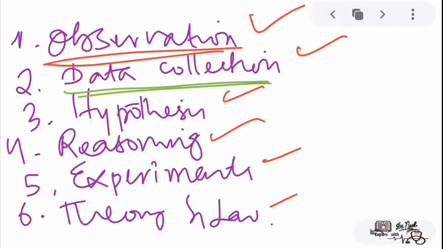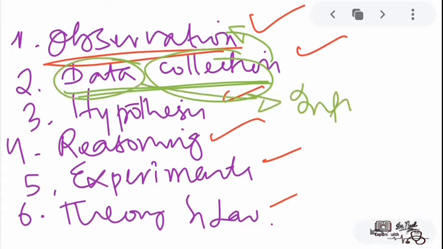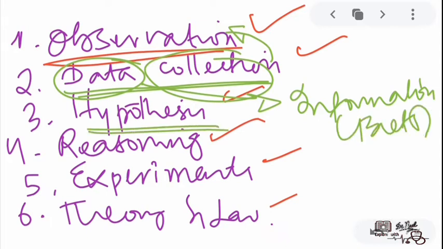Now collection means gathering and data means information that is mostly in the form of facts. So in this step we actually gather the information that we just observed. And then comes the hypothesis.